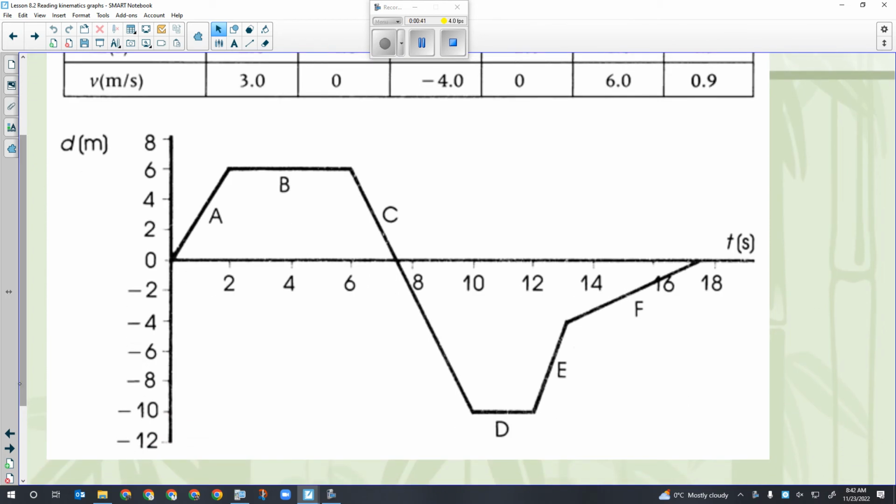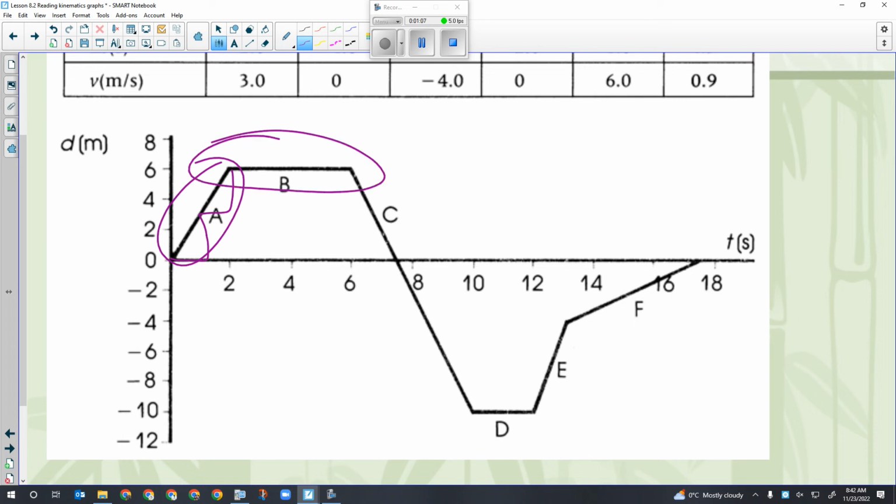if we've got a graph that looks like part A here, what is that object doing? Going forward at a constant velocity, okay? We know it's a constant velocity because it goes the same distance every second. It's not accelerating, it's traveling at a constant velocity. If the line is flat, what is the object doing? Stopped or not moving, okay?